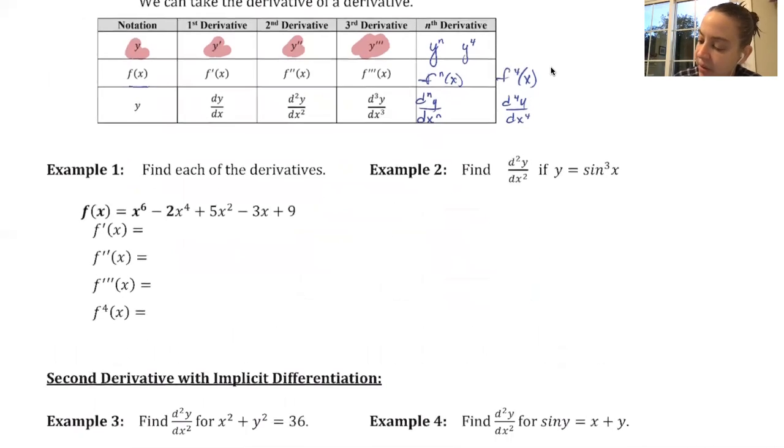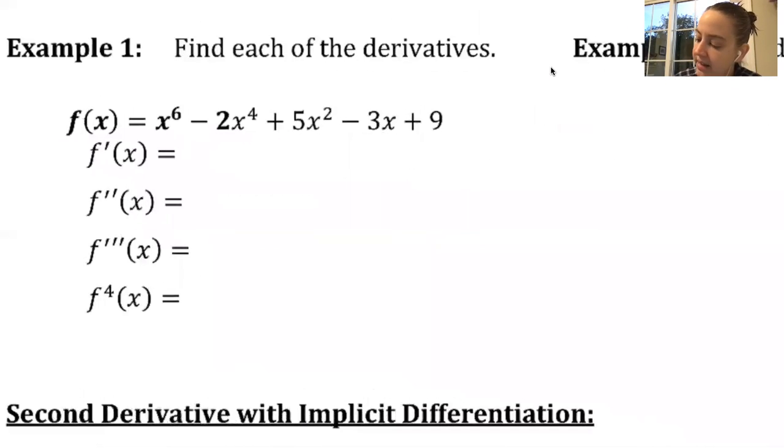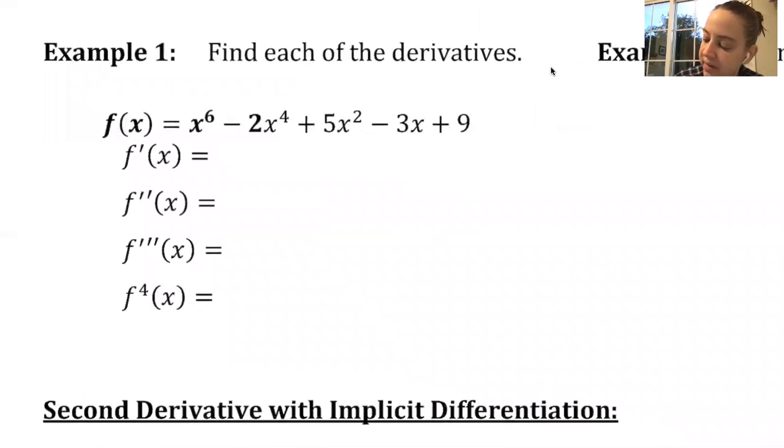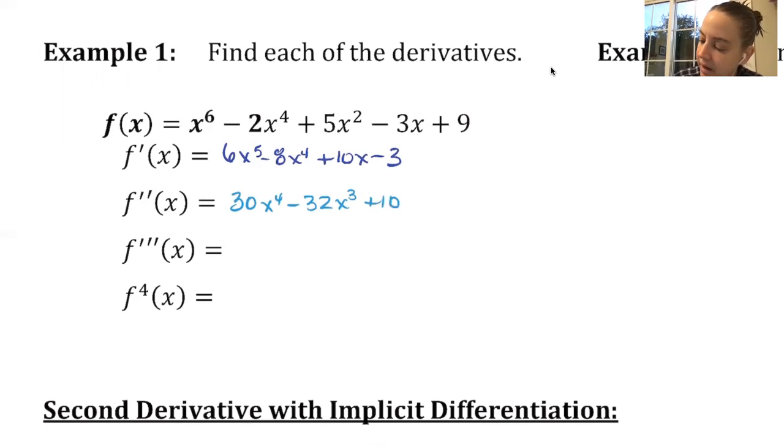Find each of the following derivatives. So when we look at example 1, the first derivative, this is power rule, nothing crazy here, would be 6x to the 5th minus 8x to the 4th plus 10x minus 3. There's your first derivative. So your second derivative, keep going. 30x to the 4th minus 32x cubed plus 10. Then the third derivative would be 120x minus 32 times 3. I got to think about that this morning. 96x squared. The derivative of 10 is 0.